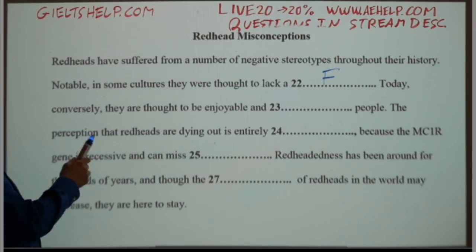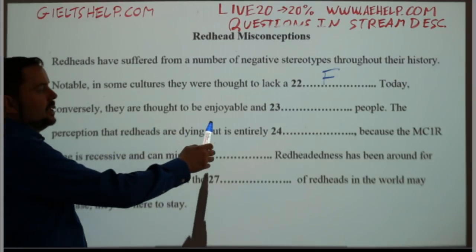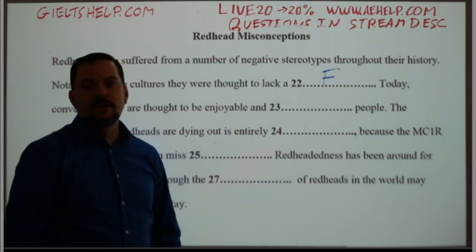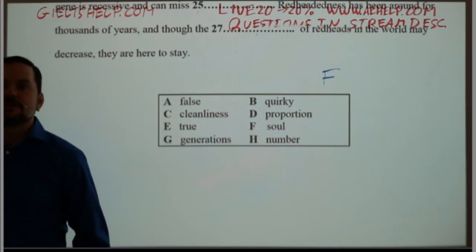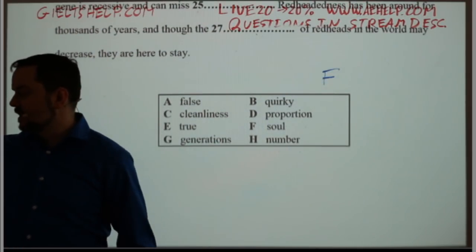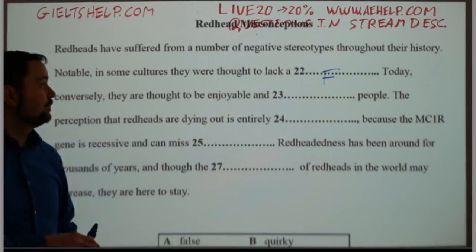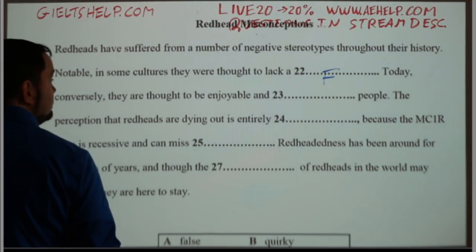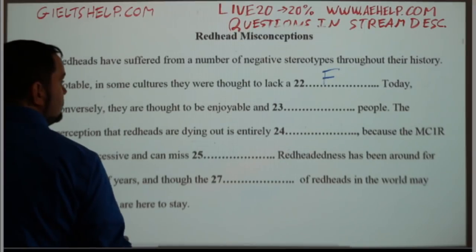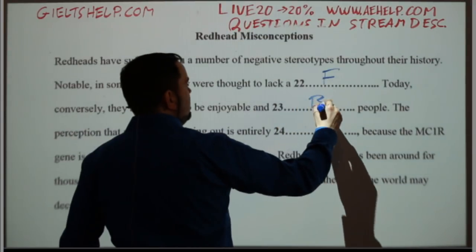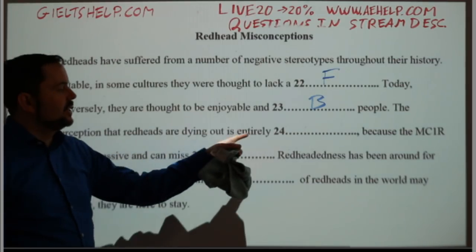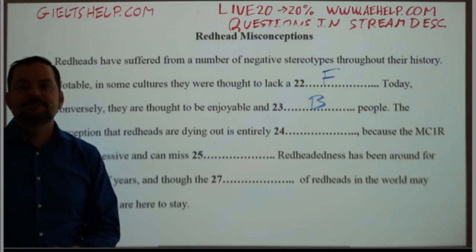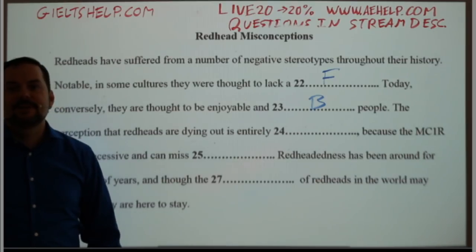Today, conversely, they are thought to be enjoyable and something people. We talked about this because some of you asked about this. So which one's the correct answer? Yes, it is. It's B. So quirky people. Okay, the perception that redheads are dying out is entirely what? It's going to be false.